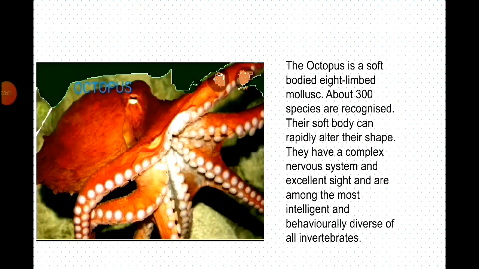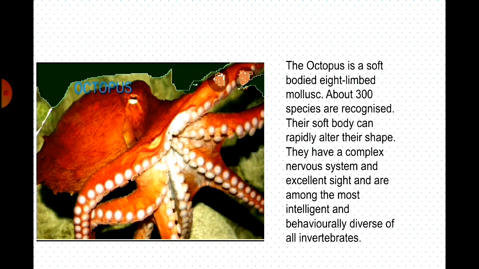Look at this octopus. The octopus is a soft-bodied, 8-limbed mollusc. As I said, molluscs have soft bodies and live in aquatic or damp habitats, and most kinds have an external calcareous shell. Okay, now about 300 species are recognized. Their soft body can rapidly alter its shape.